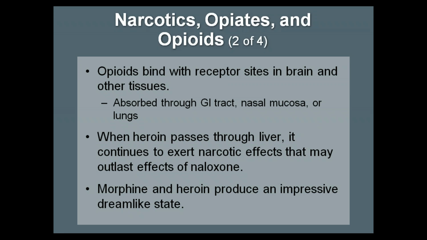When heroin passes through the liver, it continues to exert narcotic effects that may outlast the effects of Narcan. This is something I don't think we talk about that often. Sometimes even PD gets on scene beforehand and gives them 4 milligrams of Narcan intranasally. By the time we get there, they're conscious and alert, GCS 15, they know exactly what's going on, and they're refusing transport. But this aspect of heroin is often overlooked, where we should be strongly encouraging that these patients get to the ER, because the heroin can outlast the Narcan.